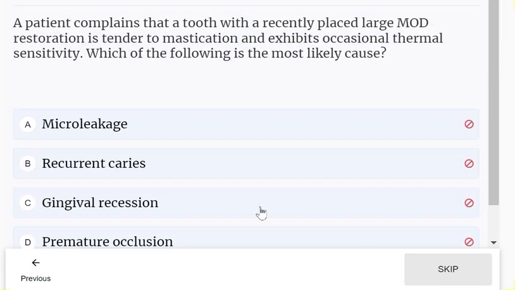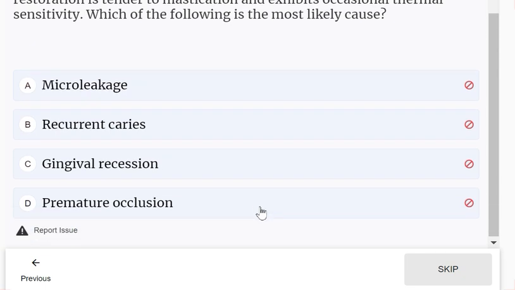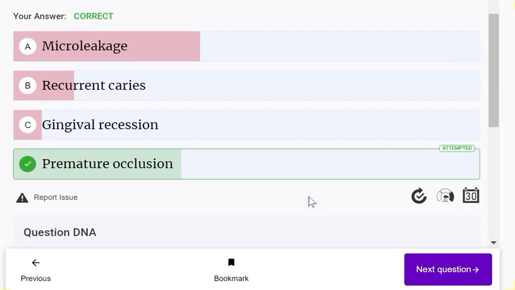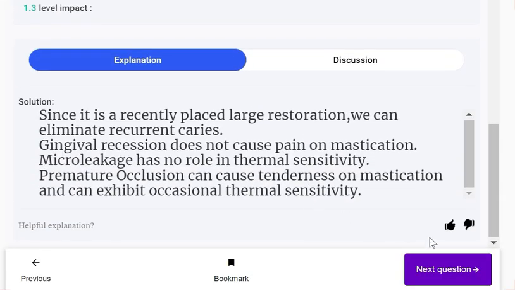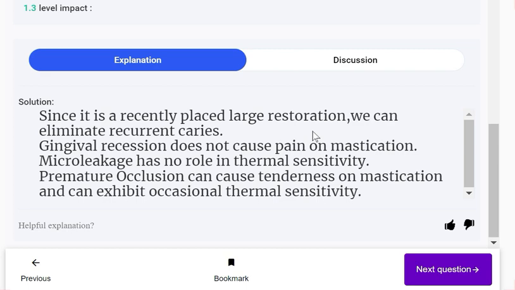The patient complains that a tooth with a recently placed large mesio-occlusal distal restoration is tender to mastication and exhibits occasional thermal sensitivity. Which of the following is the most likely cause? Microleakage, recurrent caries, gingival recession, premature occlusion. That may be due to premature occlusion. Okay, some high points may be there because it is a recently placed large restoration.